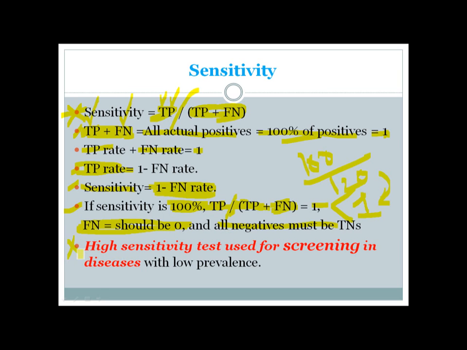So here is a very important concept, a take home message. A highly sensitive test is used for screening in diseases, like we use ANA for screening for people with SLE. So ANA for SLE is a screening test. So those are used as screening tests, and especially when the prevalence is low.